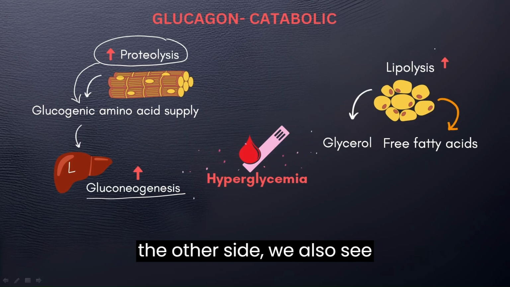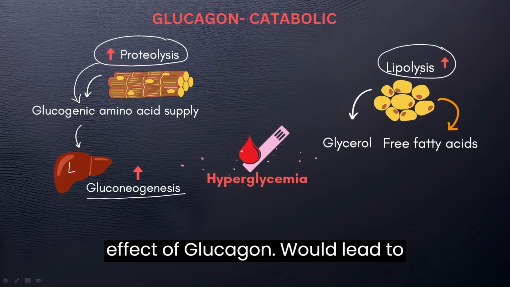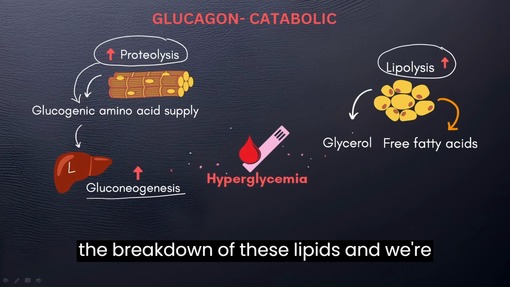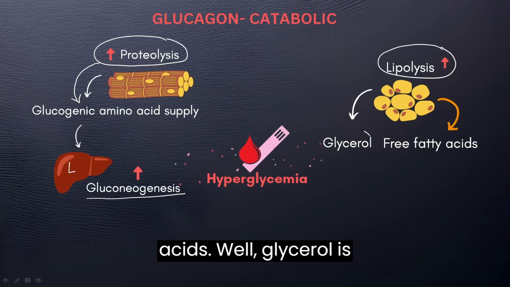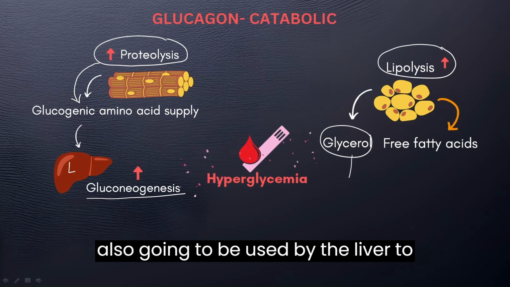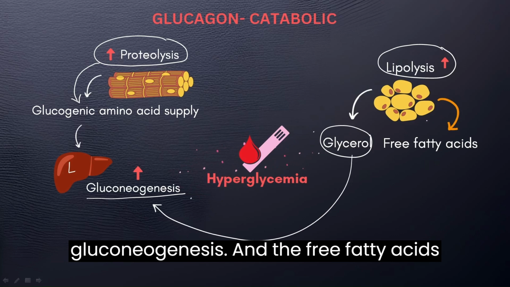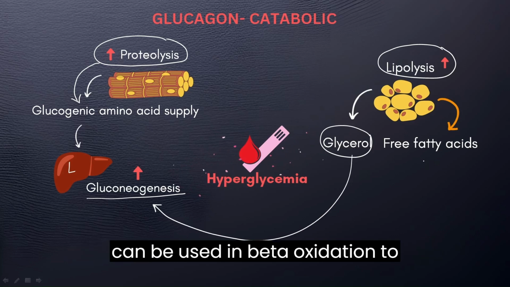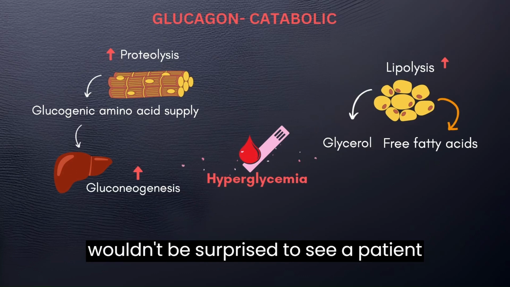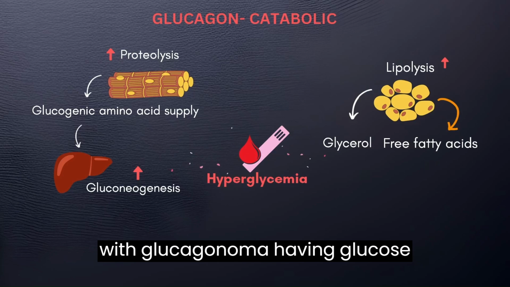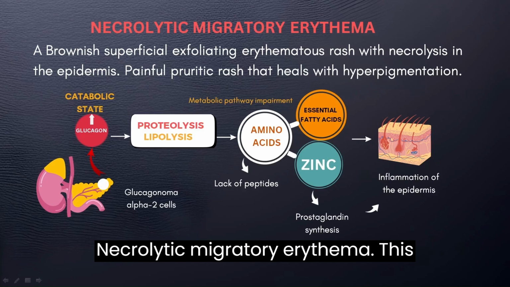On the other side, we also see lipolysis. So, the effect of glucagon would lead to the breakdown of these lipids, and we're going to have glycerol and free fatty acids. Glycerol is also going to be used by the liver to make glucose, again, the process of gluconeogenesis. And the free fatty acids can be used in beta oxidation to form ketones. So the take home point is that you wouldn't be surprised to see a patient with glucagonoma having glucose intolerance or diabetes mellitus.